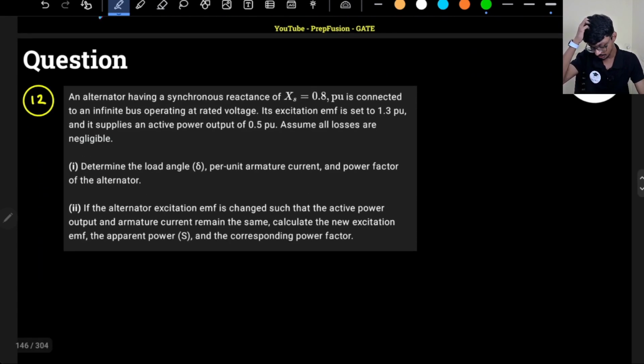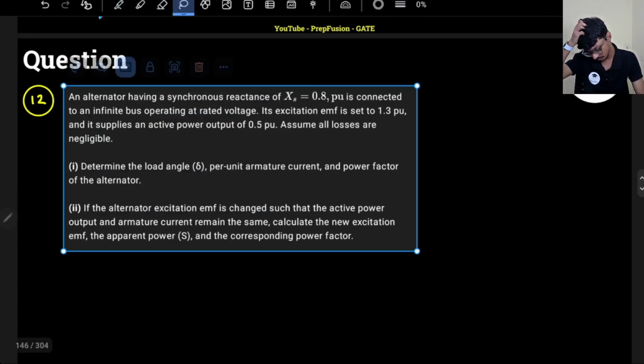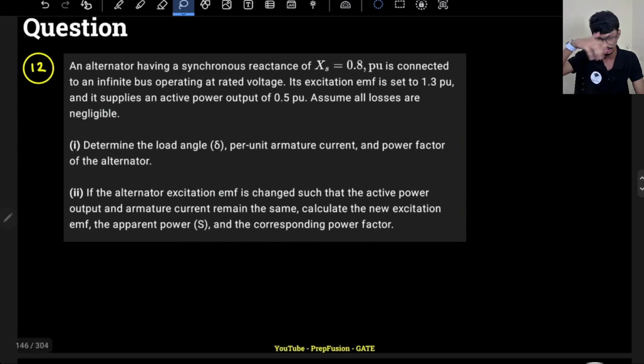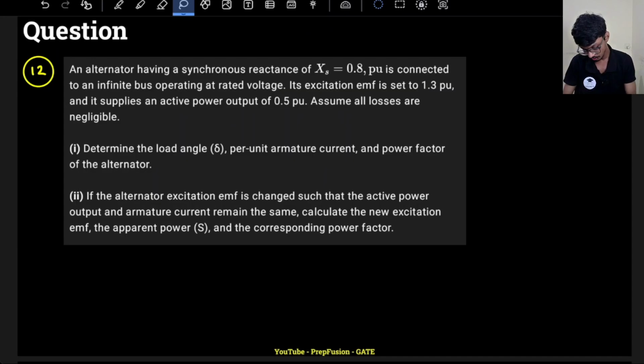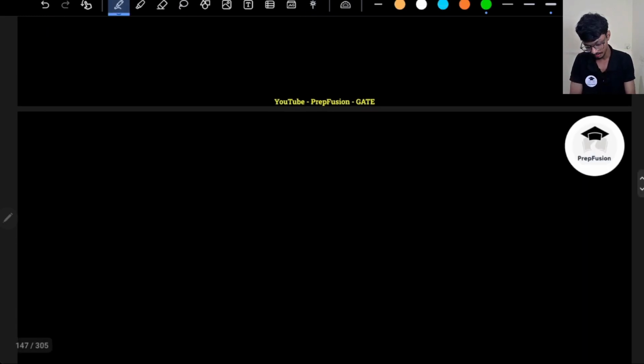Okay. So let's do a very basic question. Okay, you can pause the video and try this question out by yourself, and I will come back with the solution. Let's solve this question. So whenever questions something like this comes, always try to draw the circuit diagram. Okay, so an alternator having a synchronous reactance XS is 0.8 pu. So everything is given in pu, per unit. So everything I will write in per unit only.